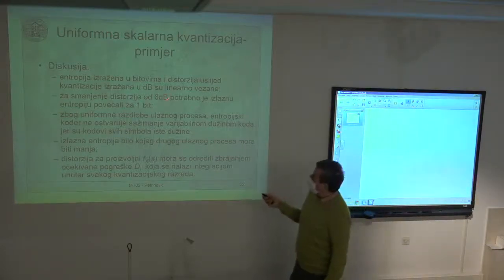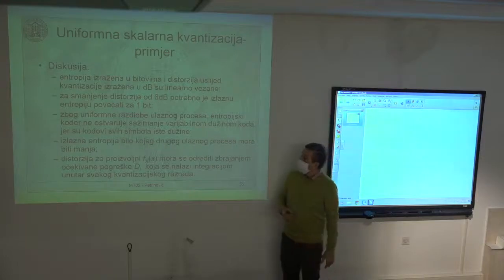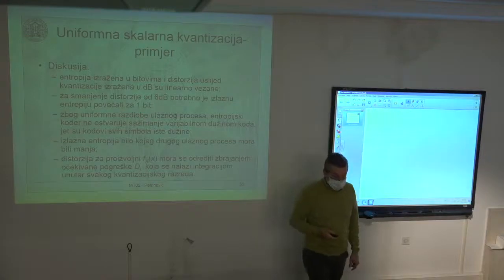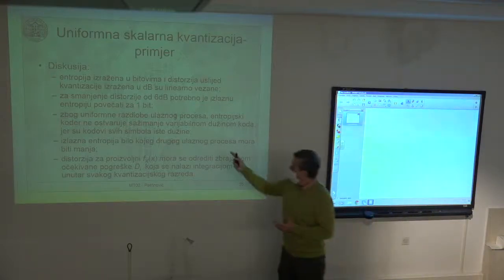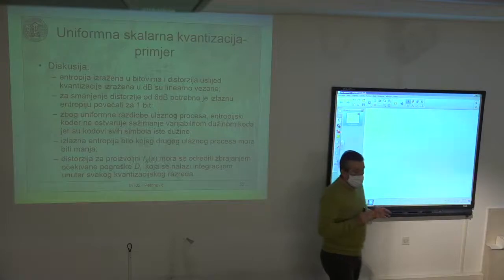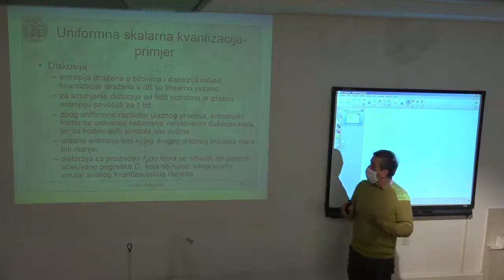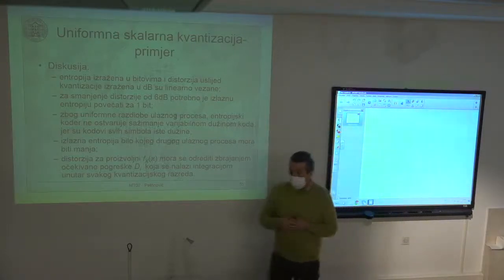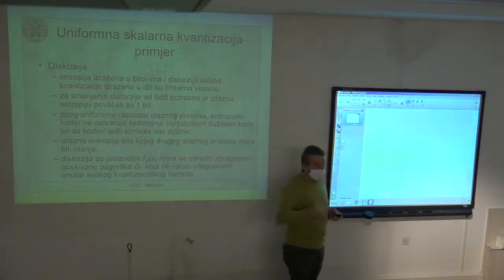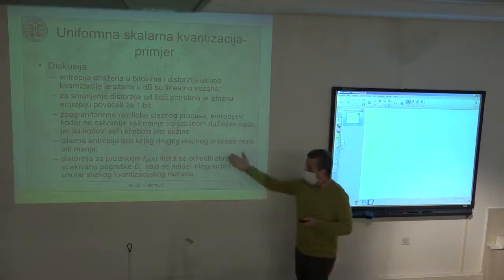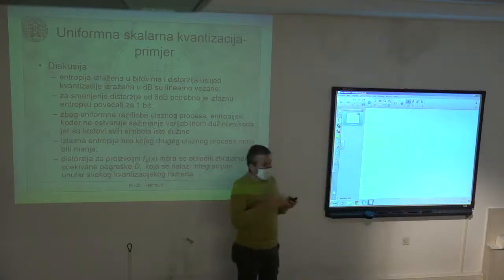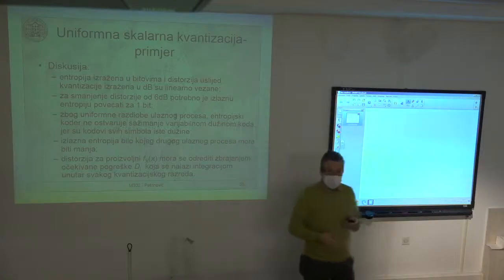Now, this discussion says we have shown that we have this linear dependence, that distortion is decreased by 6 dB for each additional bit of rate, due to the uniform distribution of the process that we have assumed. The entropy coder cannot achieve any additional rate reduction based on variable word length, because all symbols are equally probable. The only thing is the case where the word length is not an integer number, like 3 bits or 5 bits. If we have 5 levels, then the word length is 2 point something. It is a fractional number.